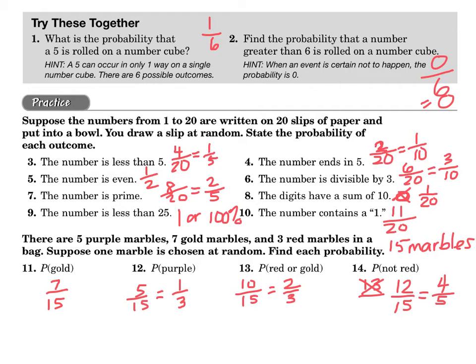The digits having a sum of 10: the only one is 19, because 1 plus 9 is 10. 19 would be the only number where the digits have a sum of 10, so there's 1 out of 20.